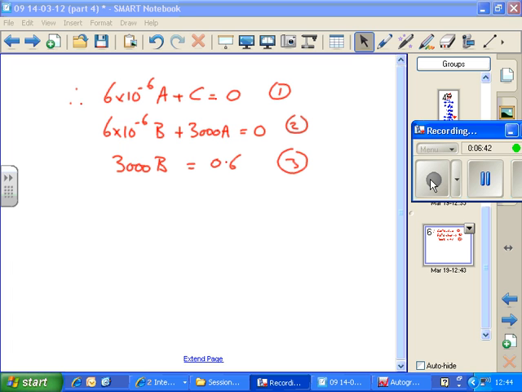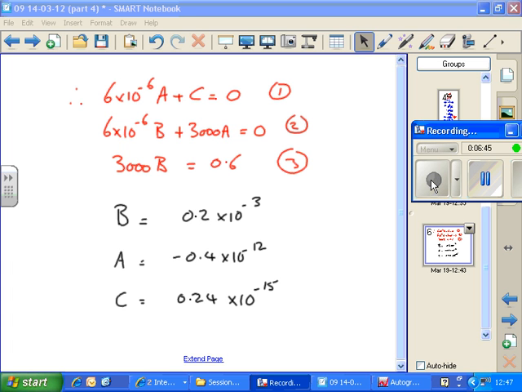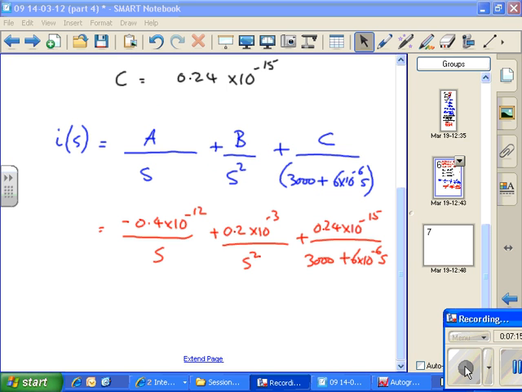So if you want to have a go at that, the solutions are, we get that B equals 0.2 times 10 to the minus 3, A equals minus 0.4 times 10 to the minus 12, and C equals 0.24 times 10 to the minus 15. So very small numbers. 10 to the minus 12 pico, 10 to the minus 15, what's below pico? Femto. But anyway, let's see what happens when we put those numbers back into the original formula and tidy up. We get IS equals A over S plus B over S squared plus C over 3000 plus 6 times 10 to the minus 6 S. The following, putting those values in.